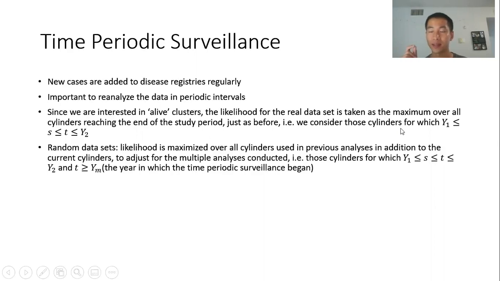And notice that there's another formula recorded on this slide. That is y1 smaller or equal to s, smaller or equal to t, smaller or equal to y2. This t is not fixed at y2. So both s and t can move along the time axis, which means it is considering all possible time intervals on this dataset while calculating the likelihood ratio.